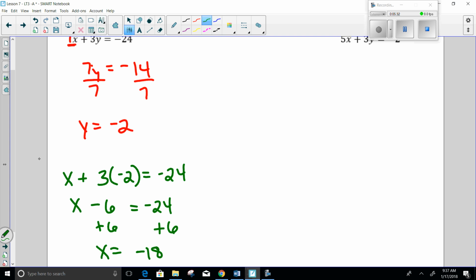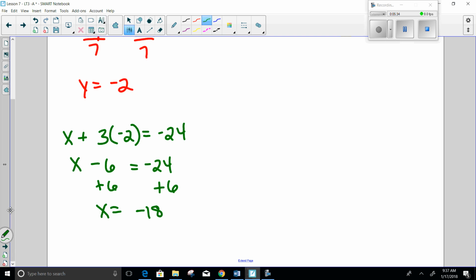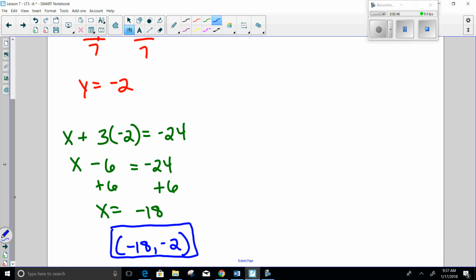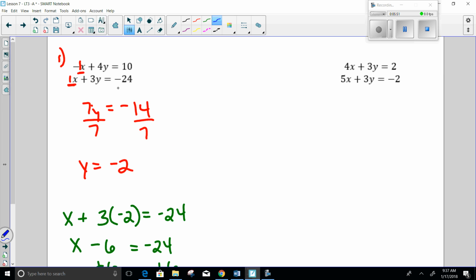So what is my answer? Remember, you always write it as an ordered pair. So the ordered pair is negative 18, comma, negative 2. And this is your solution. And remember, from graphing, what does the solution mean? It's where the two lines intersect. If you were to graph these two lines, they would intersect at the ordered pair negative 18, negative 2.